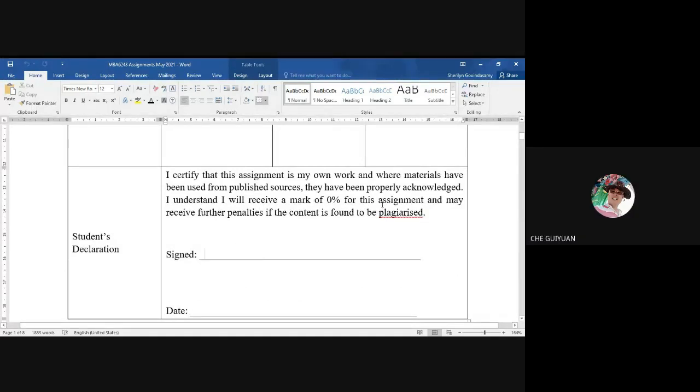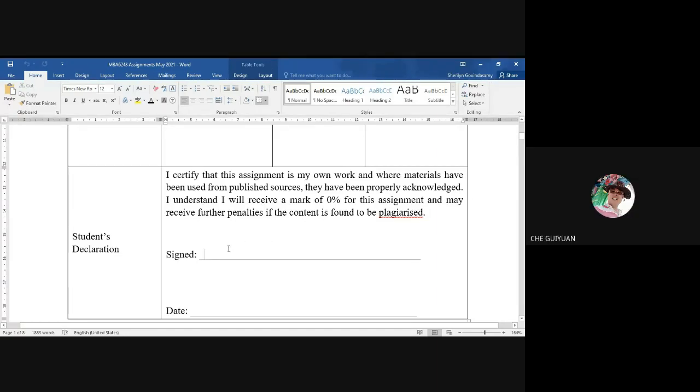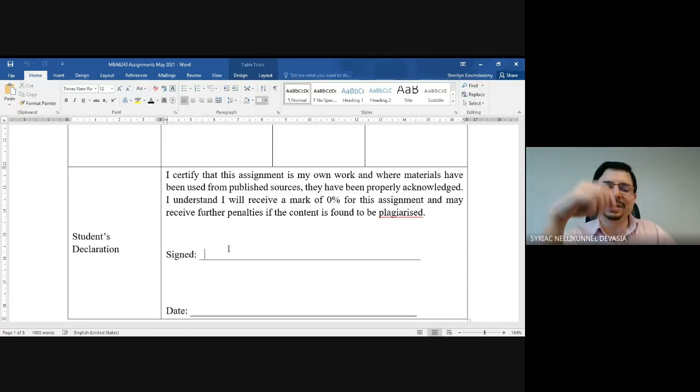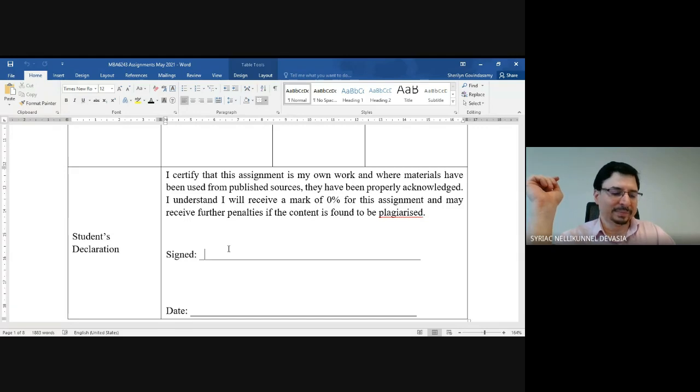One group has 5 members, and so 5 students need to sign here. Signing does not mean signing with your hand. You can just type the name there, 5 names. Okay, got it. If you have a digital pen, you can sign. If not, don't worry. Just type the name of the student. Yeah, 5 persons' names. Okay.